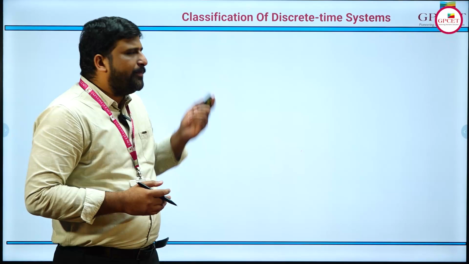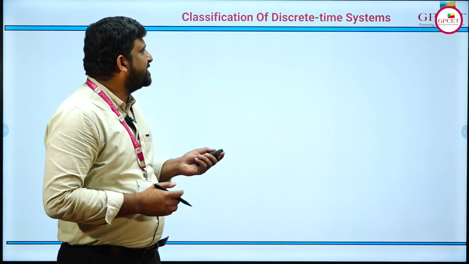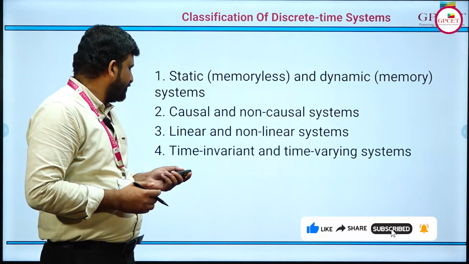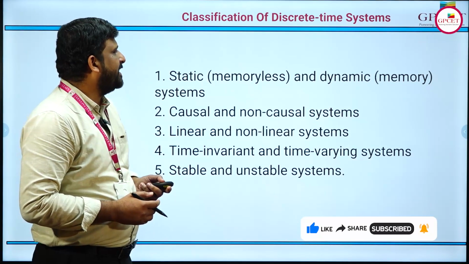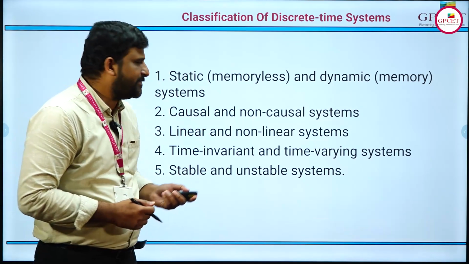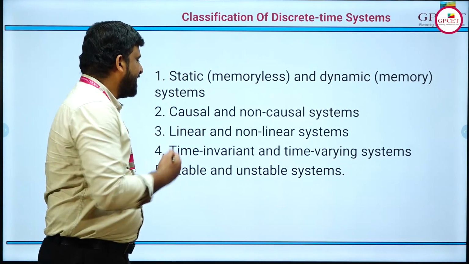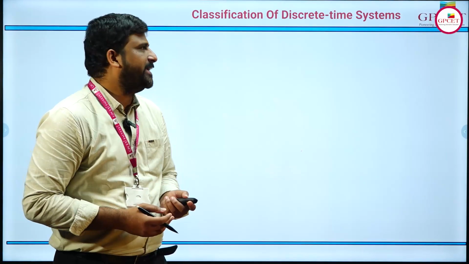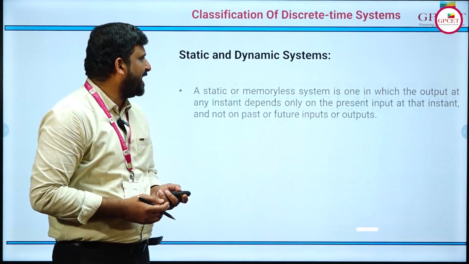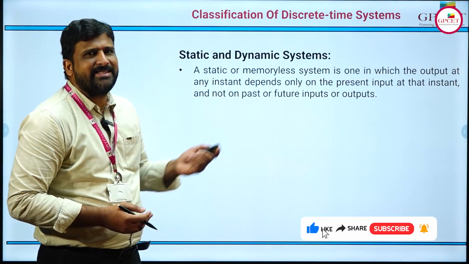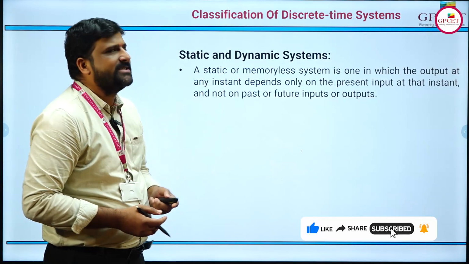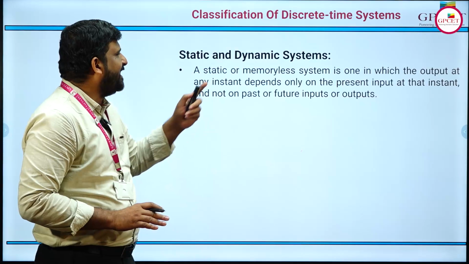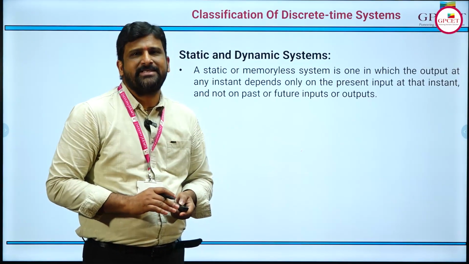Now, depending upon that, discrete time systems are classified into different types, which are static and dynamic systems, causal and non-causal systems, linear and non-linear systems, time invariant and time varying systems, and stable and unstable systems, in detail. So first, starting with static and dynamic systems, you can see the statement. It is a memoryless system. A memoryless system is one in which the output at any instant depends only on the present input.